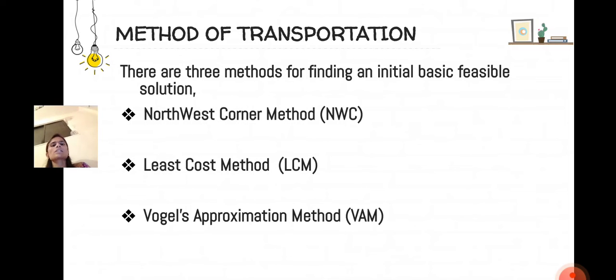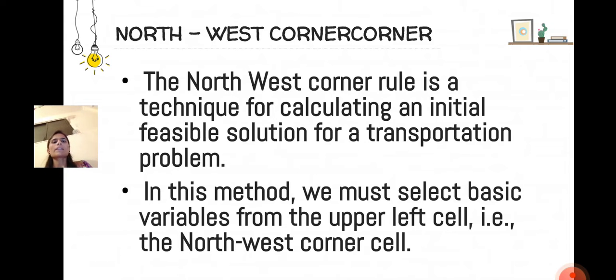Now we discuss some methods of transportation. There are three methods: the north-west corner method, the least cost method, and Vogel's approximation method. But now we only discuss one method, that is the north-west corner method. The north-west corner rule is a technique for calculating an initial feasible solution for the transportation problem. In this method, we must select the basic variable from the upper left cell, for example, the north-west corner cell.